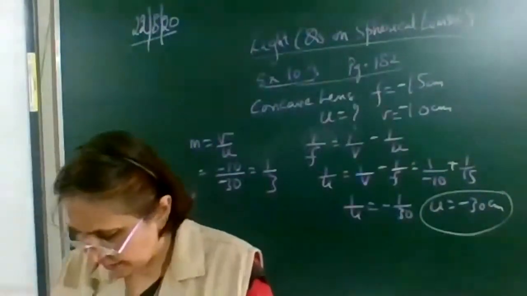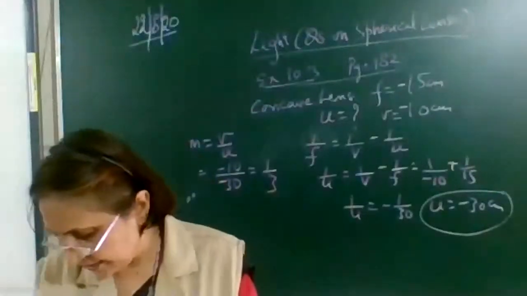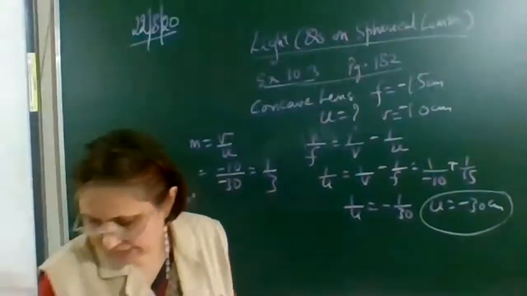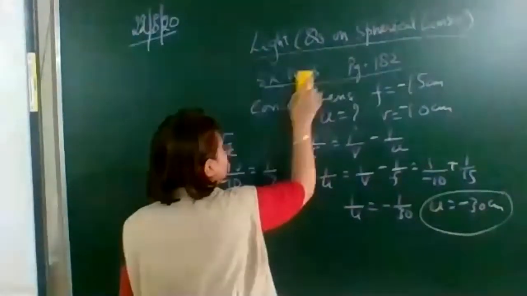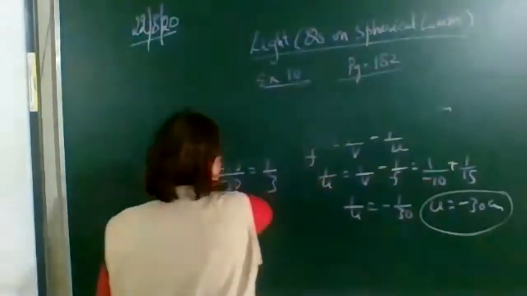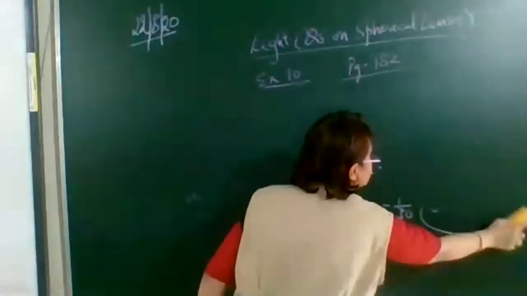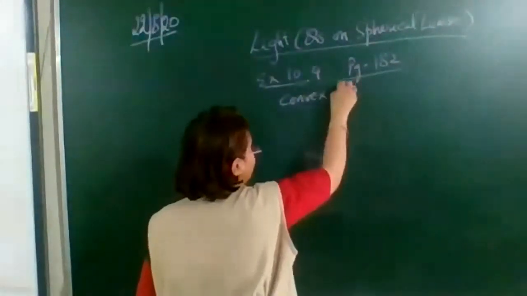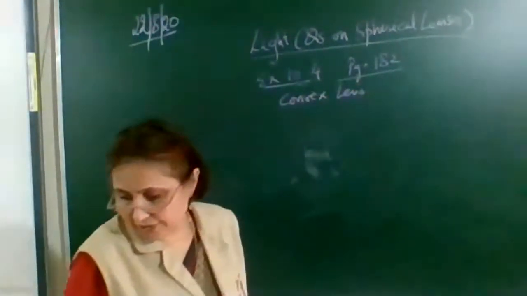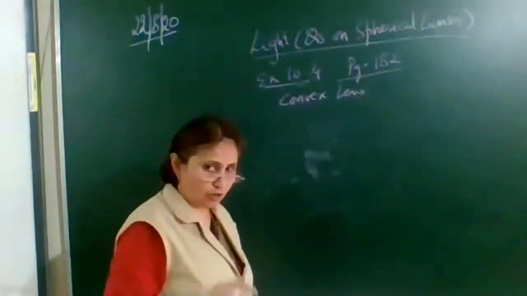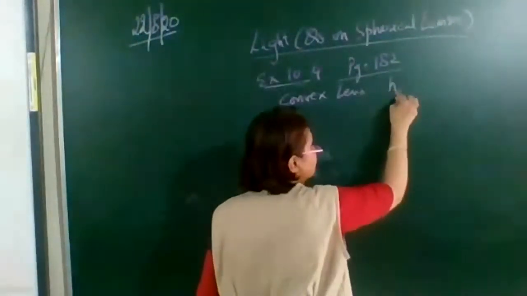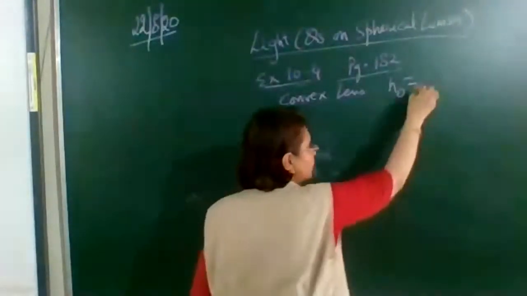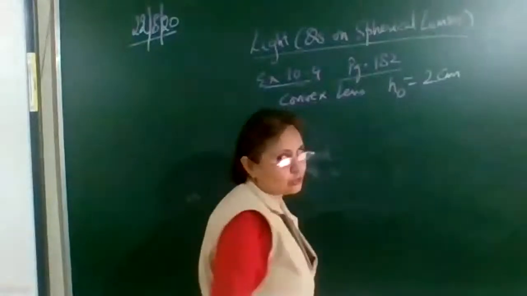Okay, the next question, example 10.4. A 2 centimeter tall object perpendicular to the principal axis is placed in front of a convex lens of focal length 10 centimeter. First write out which lens that is. It is a convex lens. Now it's given that a 2 centimeter tall object, this is the height of the object, and we are placing the object perpendicular above the principal axis. So the height of the object is plus 2 centimeters.